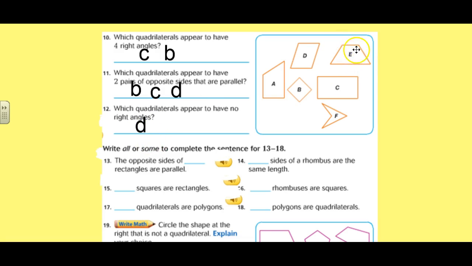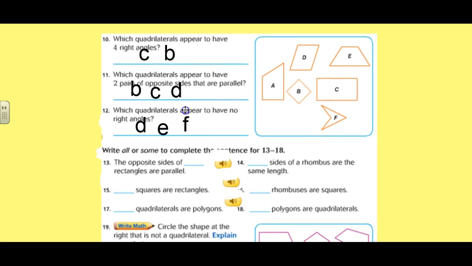Shape E, if you look at everywhere that the sides meet in every corner right here where the angles are, none of those could be right angles. They're not going to make an L. So shape E also has no right angles, and definitely when you look at shape F, there are no right angles in there either.